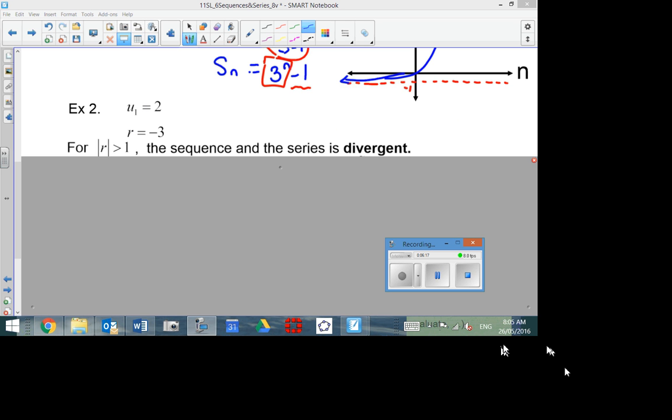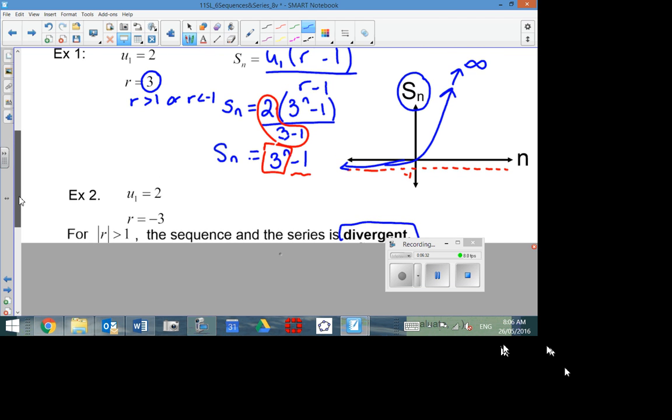We call this a divergent series or sequence when it diverges away from any kind of limitation. So when r is greater than 1 or less than negative 1, our sequence and our series we can call divergent, as we do not have a limit that it approaches.